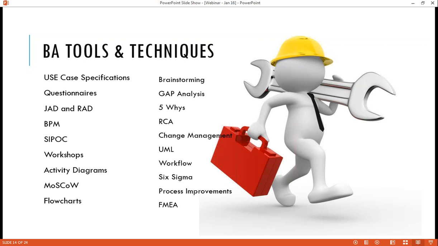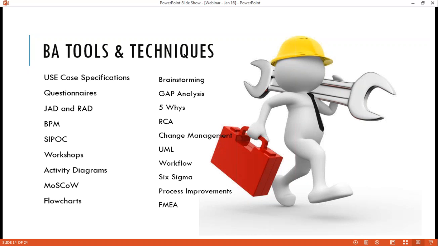We studied UML, a general modeling language that is used. Workflows are again something that you can design and use as a tool and technique. Then there is Six Sigma, process improvements, and FMEA. I'd like to highlight FMEA. FMEA is nothing but failure mode effect analysis.